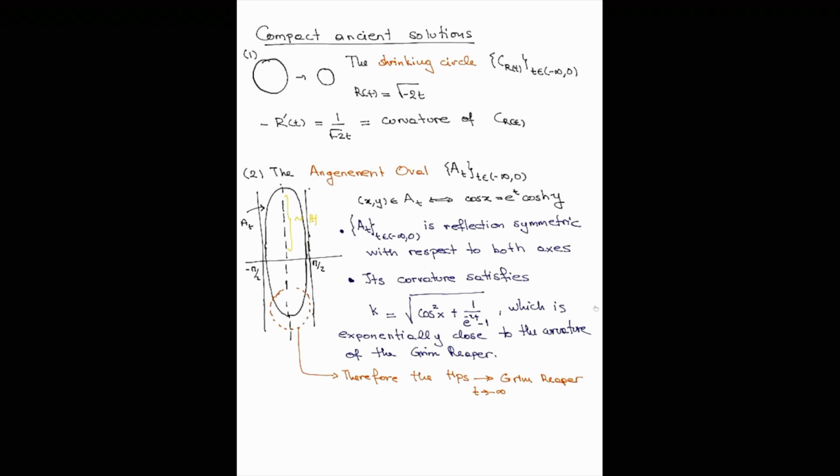So let me show you this quickly. This is an illustration of how the angenent oval, as you go back to minus infinity, looks like two grim reapers, and as you approach zero, it looks more and more like a circle.